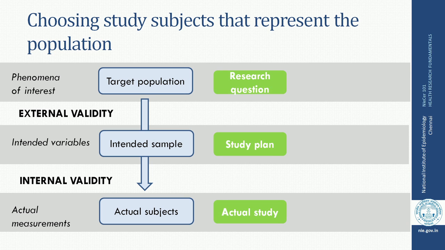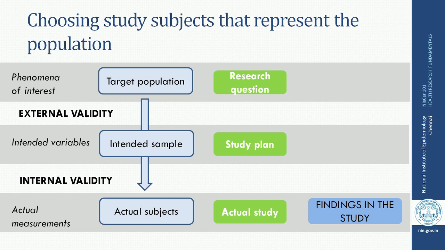Similarly, how you do your research is that you choose a research question of the phenomenon of interest, and you have a study plan of conducting the study and measuring it with actual measurements, and that is your actual study here. So, how does it happen in reverse?